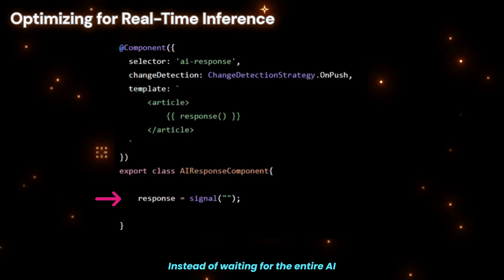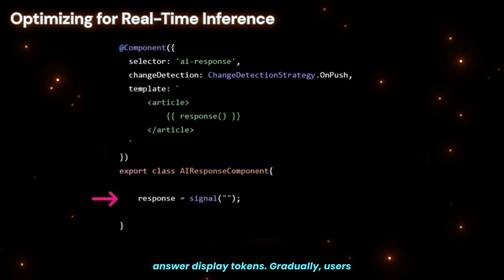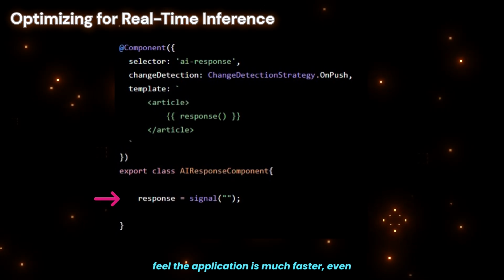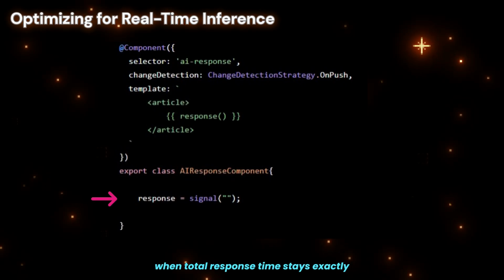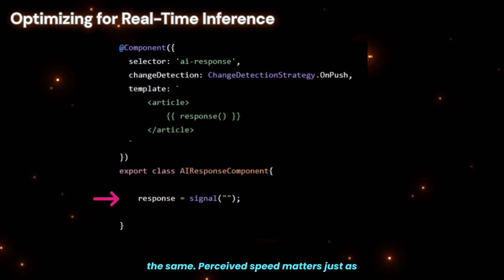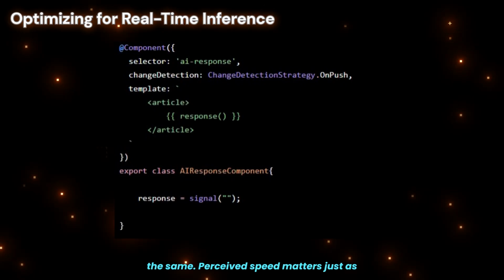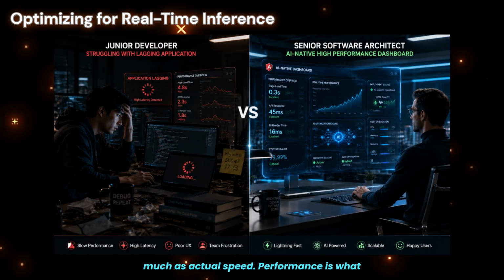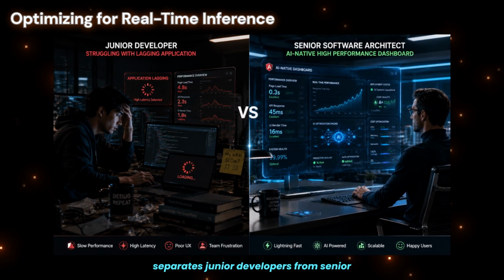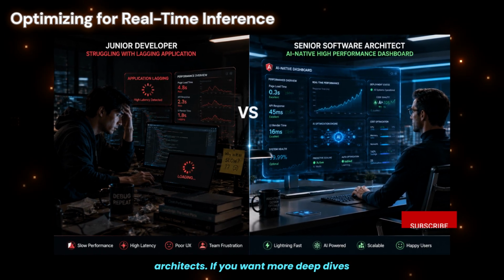Another optimization is streaming responses. Instead of waiting for the entire AI answer, display tokens gradually. Users feel the application is much faster, even when total response time stays exactly the same. Perceived speed matters just as much as actual speed. Performance is what separates junior developers from senior architects.